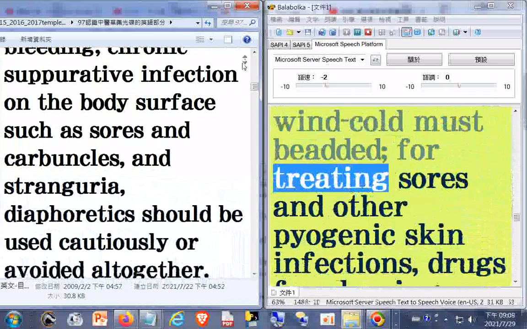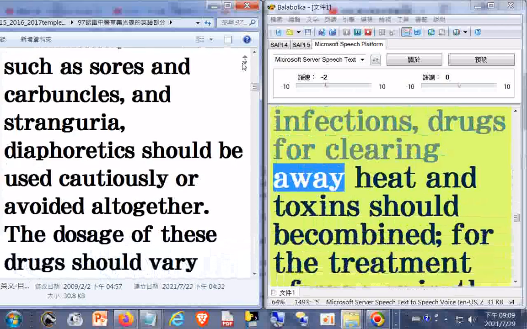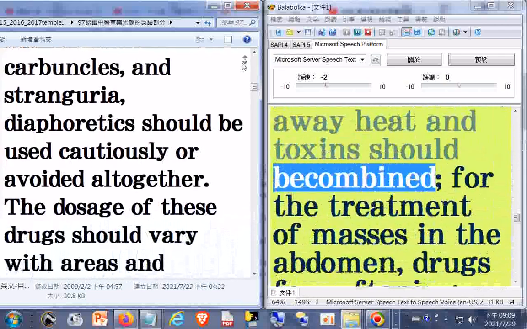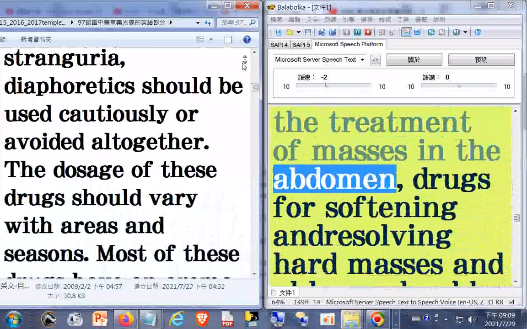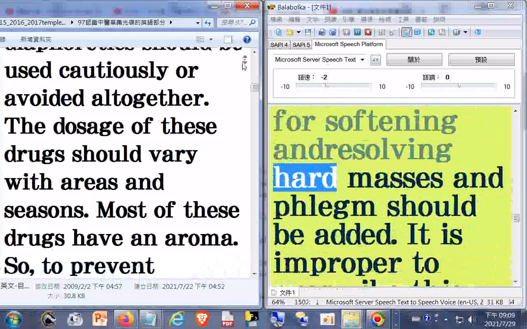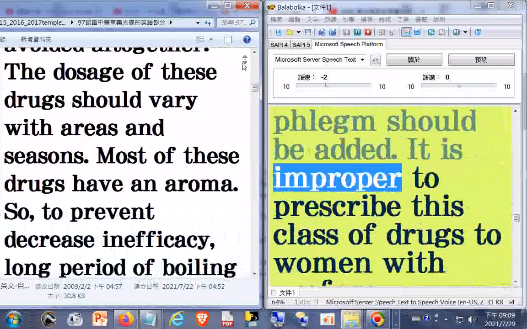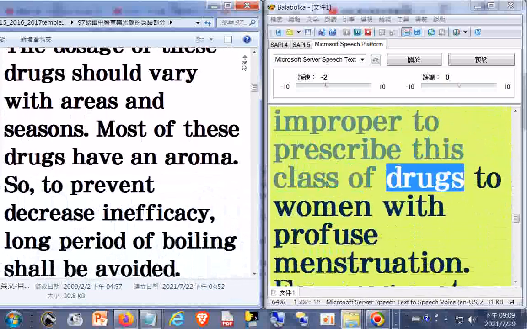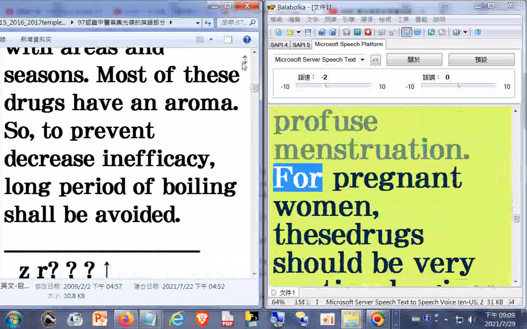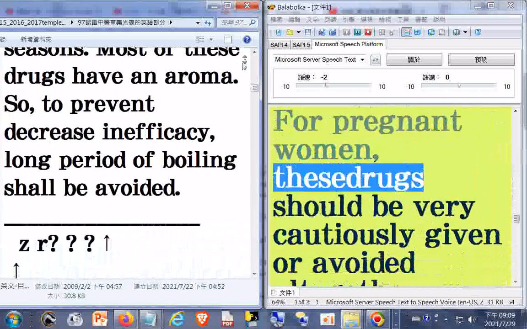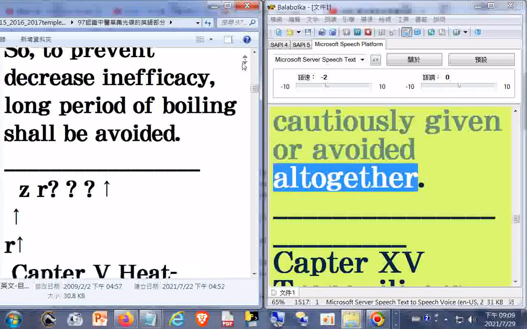For treating sores and other pyogenic skin infections, drugs for clearing away heat and toxins should be combined. For the treatment of masses in the abdomen, drugs for softening and solving hard masses and phlegm should be added. It is improper to prescribe this class of drugs to women with profuse menstruation. For pregnant women, these drugs should be very cautiously given or avoided altogether.